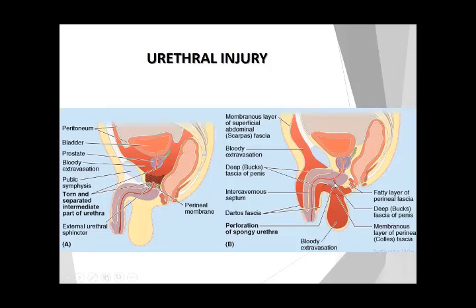In that case, there is a break here. So urine from the urinary bladder will come out into the superficial space, the superficial perineal pouch. So it will surround the scrotum, will be present in the scrotum, around the penis, and if untreated, can extend deep to the fatty layer. Okay? It will extend deep to the fatty layer.